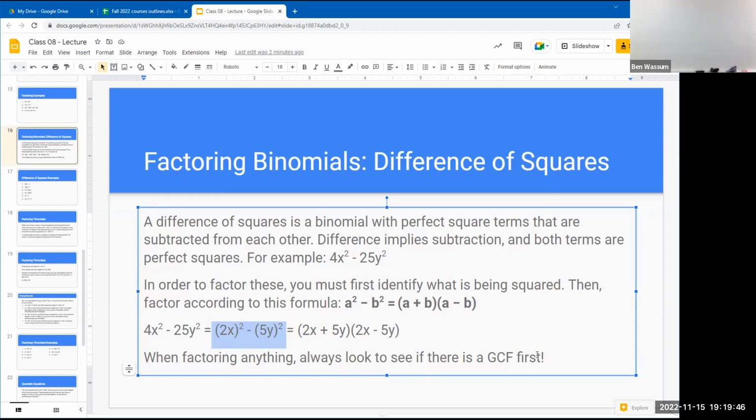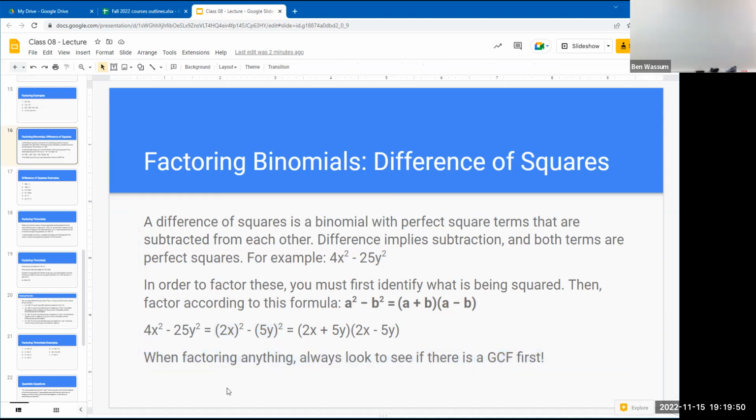And then like I have down there, when factoring anything at all, look to see if there's a greatest common factor first. Because sometimes there is, and sometimes that'll make your life easier. And also, if you're told to factor something fully and you don't, well, you've got it wrong.